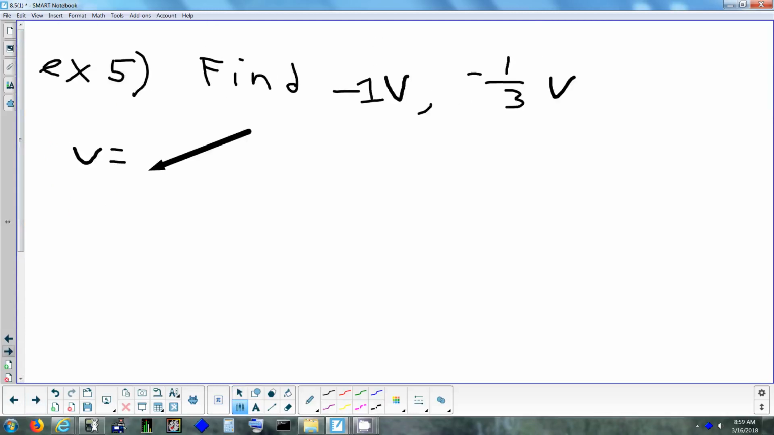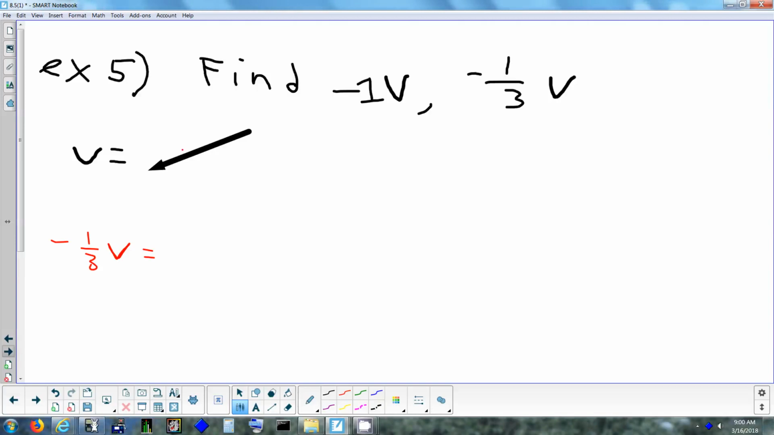All right, I'm just going to do negative 1/3 v. Okay, so can someone just describe to me what's going to happen with negative 1/3 v? It's going to take v and do what? So it's going to be 1/3 the length and opposite direction. Yeah, it's going to be 1/3 the length.